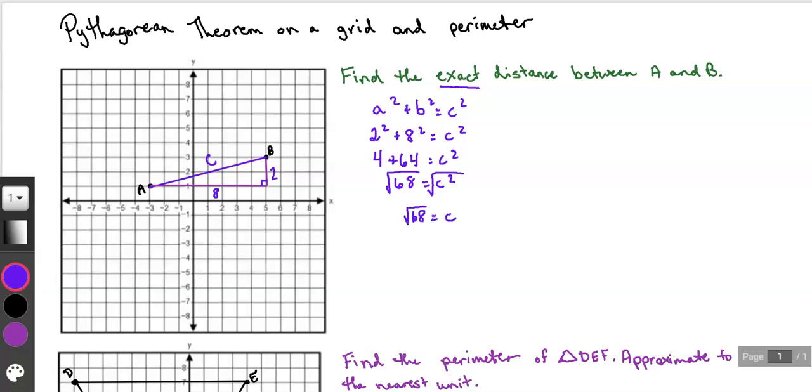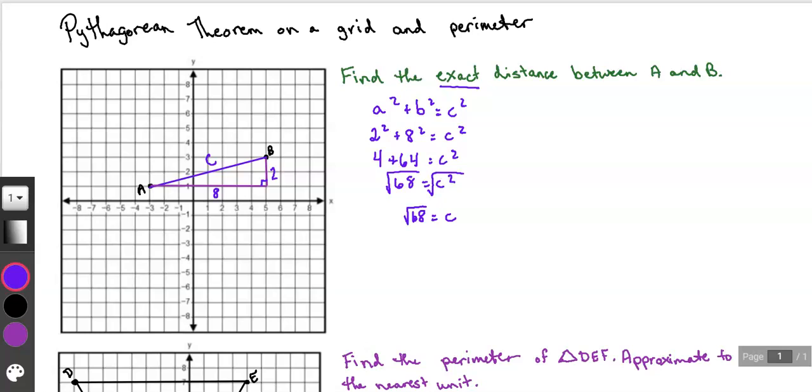Luckily the one on your test like this is multiple choice, so you shouldn't have trouble with that. Now, just to make sure our answer makes sense, the square root of 68 is about 8.2, which makes sense because it should be bigger than 8 and 2. So it being 8.2 makes sense.